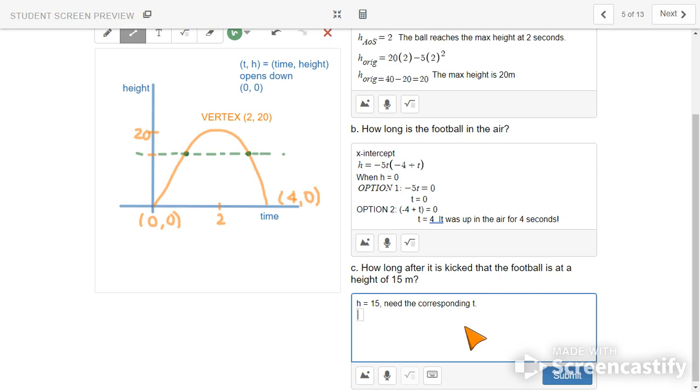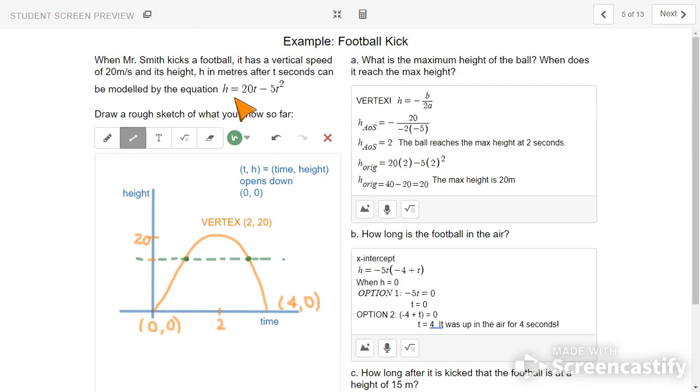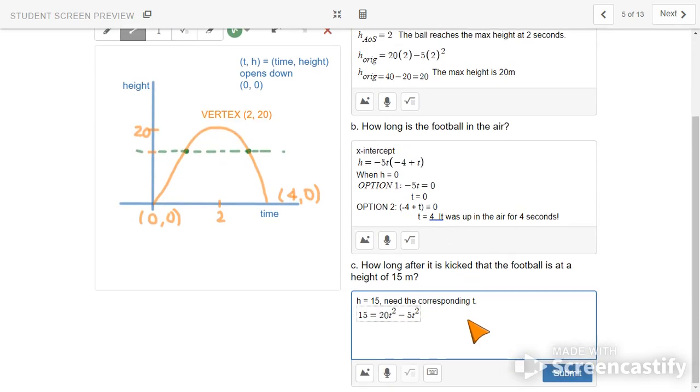Let's put this into the equation. So I have 15 is equal to positive 20t squared minus 5t squared. And I got that from the original equation here. I'm going to rearrange this so that it is in standard form. 20t squared minus 5t minus 15 is equal to 0.